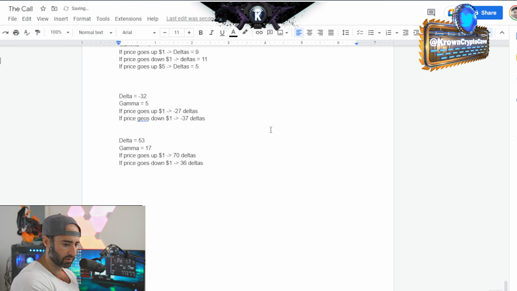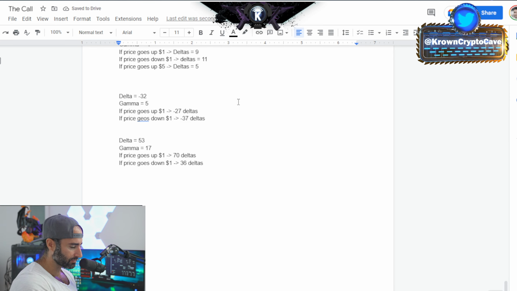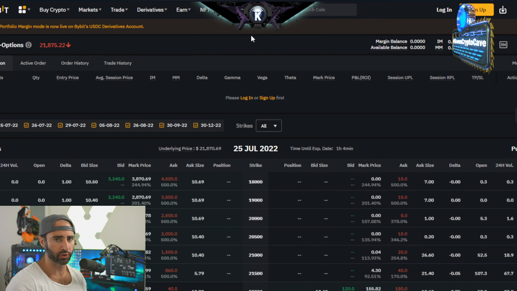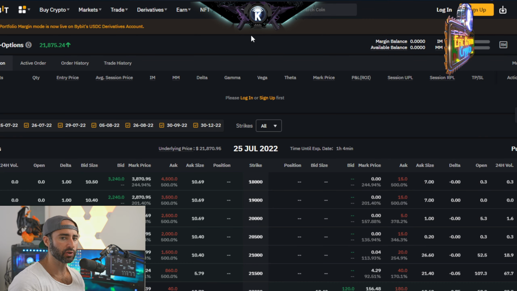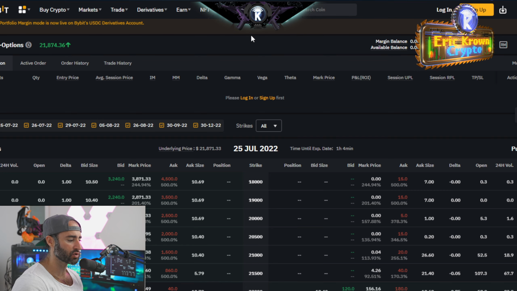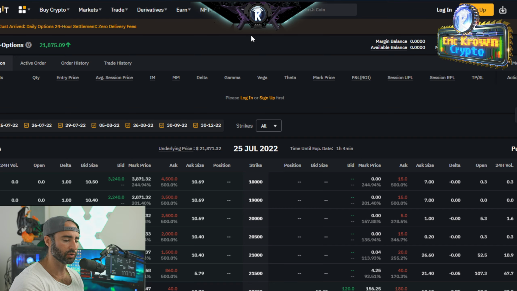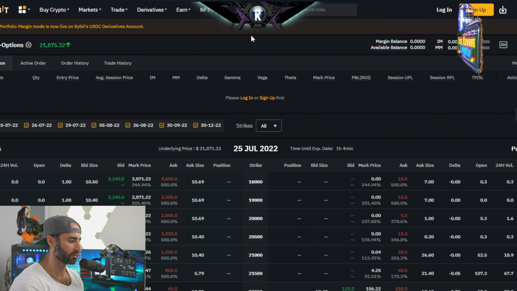Okay, so there we go. Nice and short and sweet. As far as gammas go, again, it gives you a good insight as to where your directional risk is and how your deltas evolve when price action moves up or down. A lot more useful when you're doing more complicated and multi-legged sort of strategies.